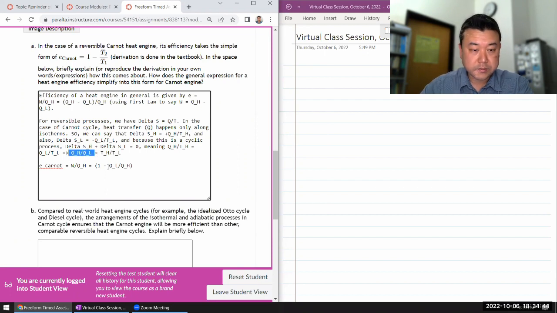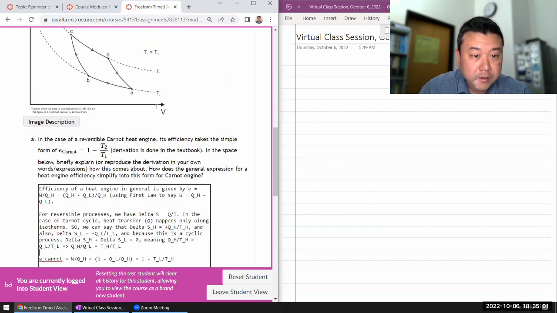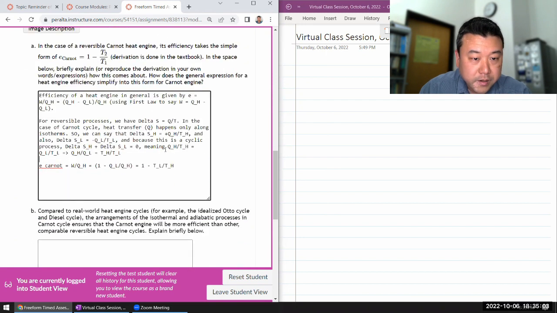This ratio is reciprocal of that. So I can put in reciprocal of this in that place. So it's 1 minus TL over TH. And that is the expression for the Carnot cycle. Oh, and let me just make sure. Yeah, T1 is greater. So I'll just say TH is my T1 there, and TL is the T2 there. So that's it.